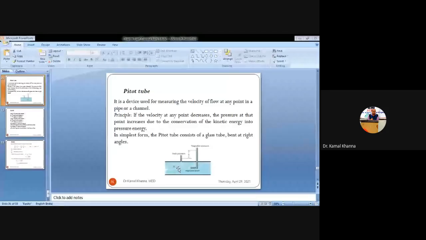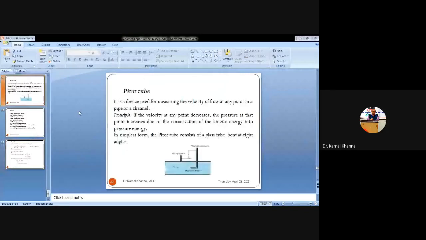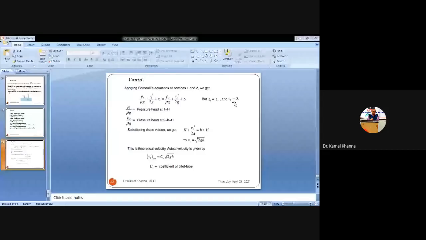So the potential energy will be zero or will be cancelled out. So Z1 is equal to Z2, and why are we taking V2 as 0 here? You can see why it is written V2 is equal to 0. V2, the velocity at point 2, is 0 because the whole of the kinetic energy has been converted into the pressure energy. So there is no velocity in the fluid, there is only pressure energy in the fluid, in the form of the weight of the liquid, or in the form of the acceleration due to gravity which is present in the liquid.